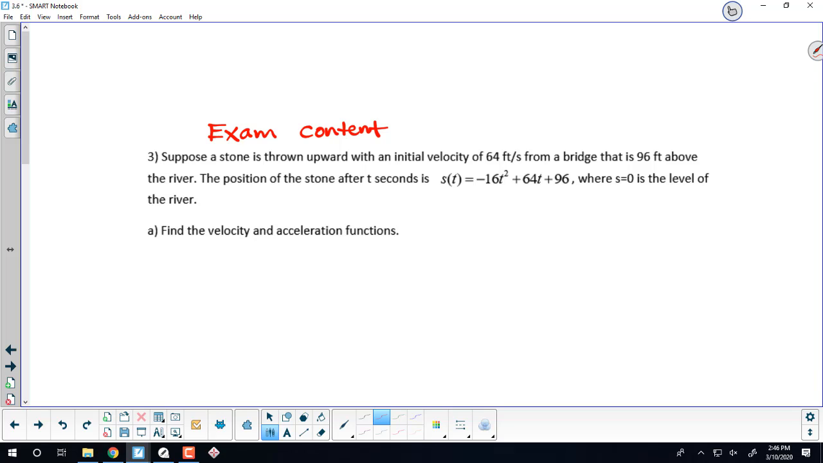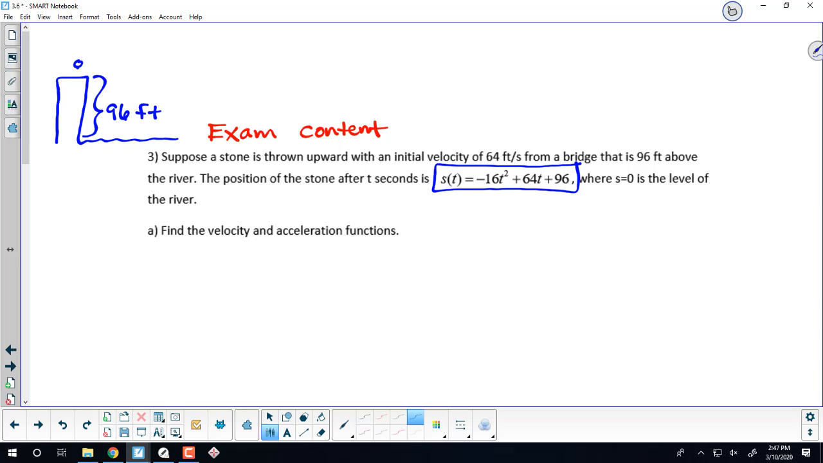The position of the stone after t seconds is given by our position function, s of t, where s of 0 is the level of the river. So when position is 0, you've reached the river. So it's like, here's the river, here's this cliff that's 96 feet above, and somebody's standing up here throwing something off. So find the velocity and acceleration functions.